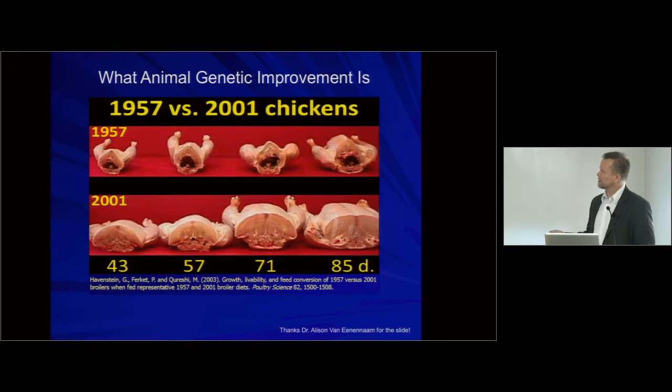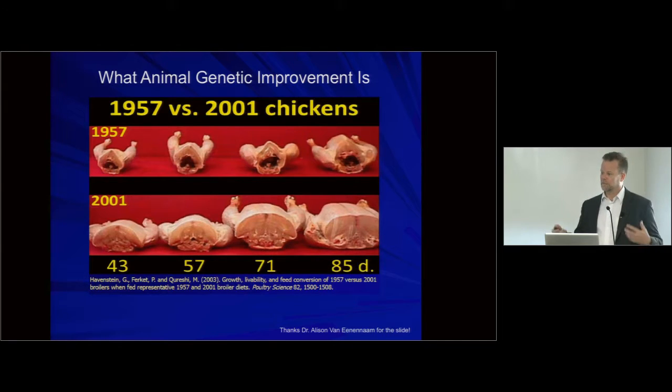And if you look at the top row, these are broilers from 1957 at 43 days to 85 days after hatching, compared to 2001 from 43 days to 85 days after hatching. And you can see the tremendous difference in the way that the muscle is changed on these different carcasses. What it tells us is that the difference we're seeing is because of better genetics and probably some better nutrition and feeding habits. But the basic idea remains the same.